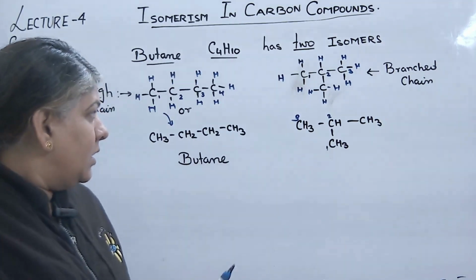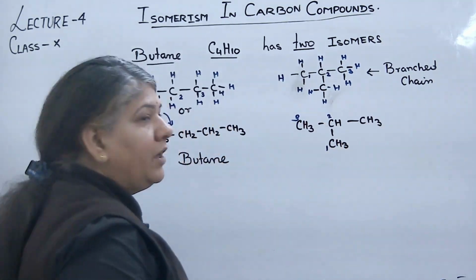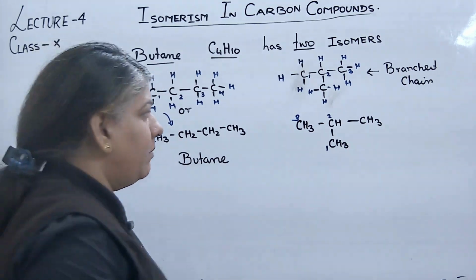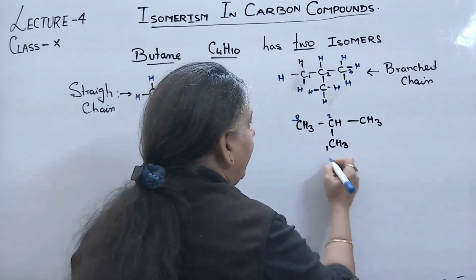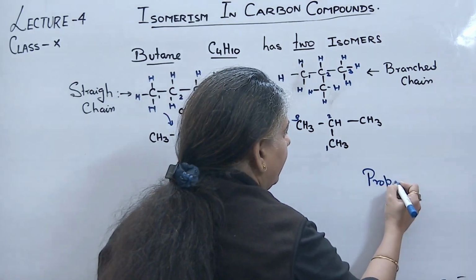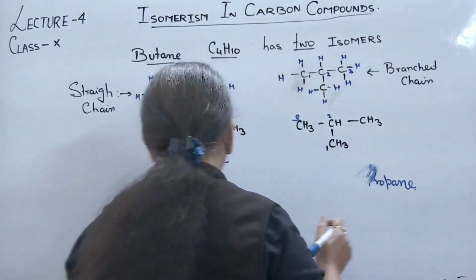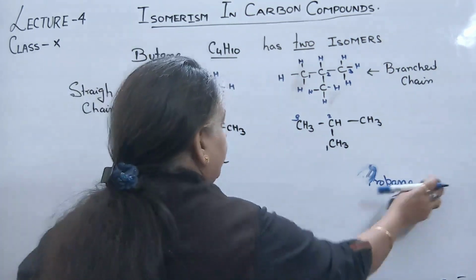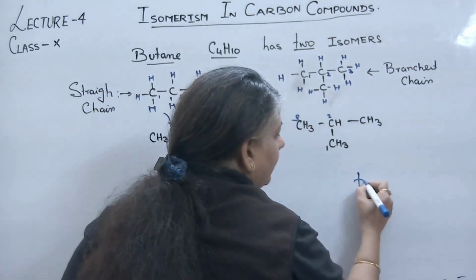Okay. So this continuous chain will give you the parent name. Parent name means, like in this case, the name will be propane.